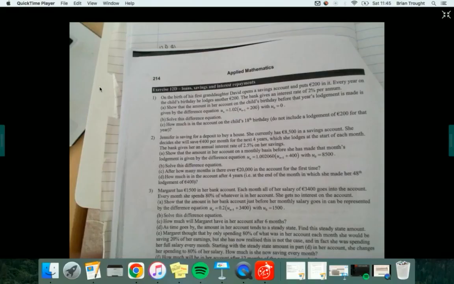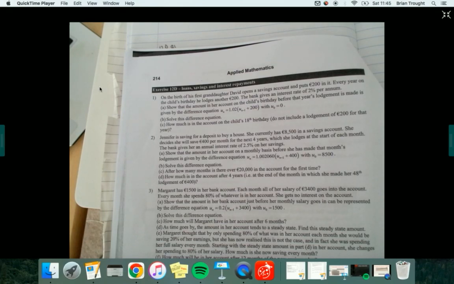Okay, let's have a look at a few. Alright, 12D question 1. On the birth of his first granddaughter, David opens a savings account and puts €200 in it. Every year, on the child's birthday, he lodges another €200, and then the bank gives interest at 2% per annum. And then we're looking to show that we can get this difference equation.